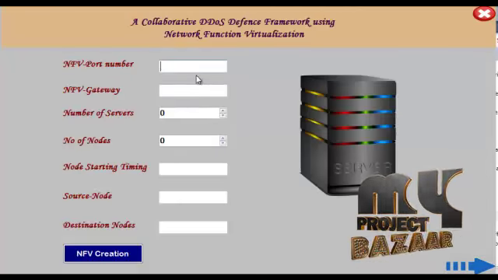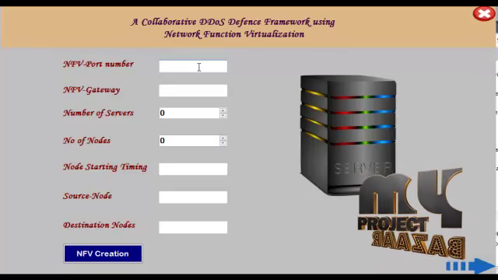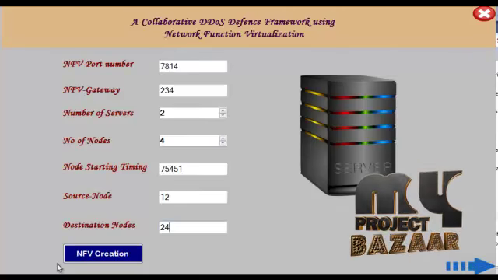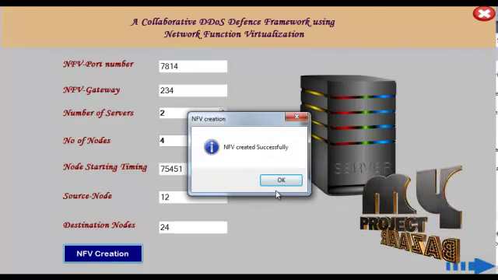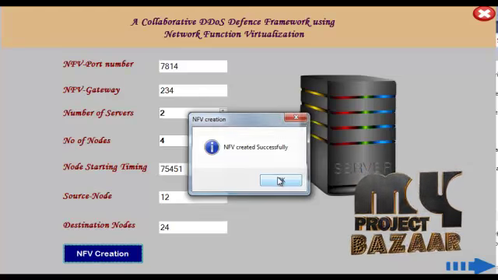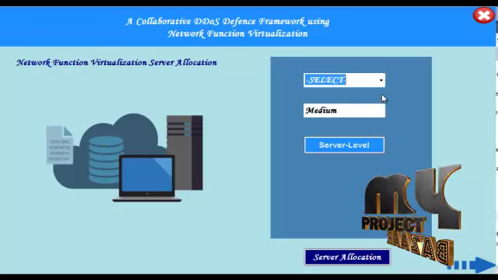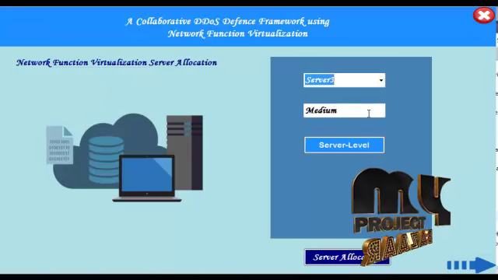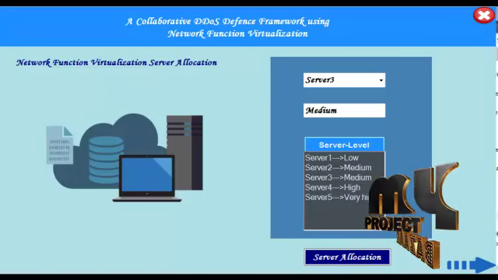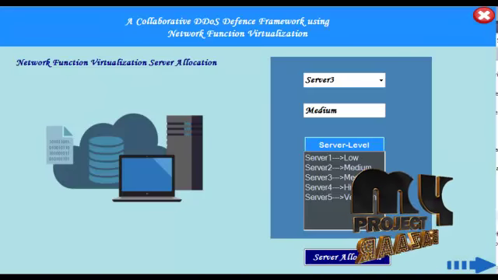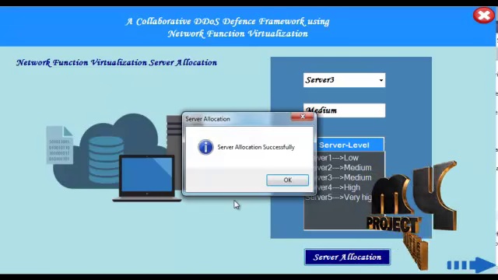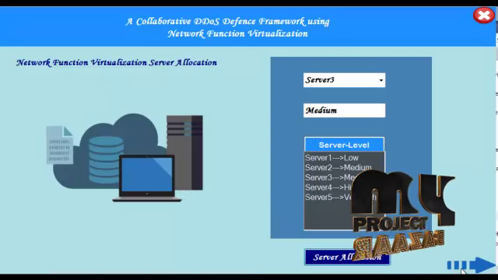After that, the admin creates a server. Then we see the NFV network virtualization created successfully message. After that, you have to mention the server level. Server 1 is low, server 2 is medium, and server 3 is medium size and very high. After that, we click this server allocation button, and the server allocation successful message will be shown.